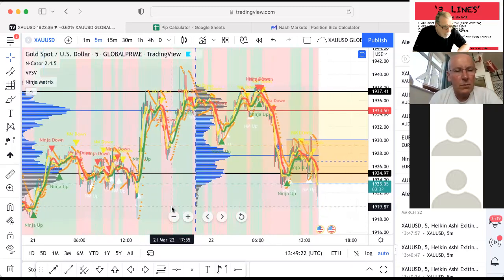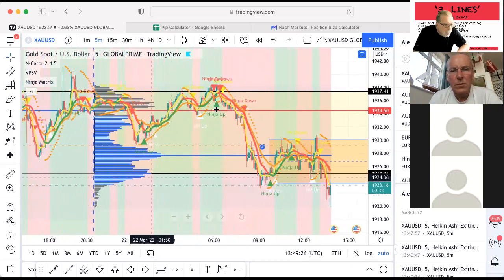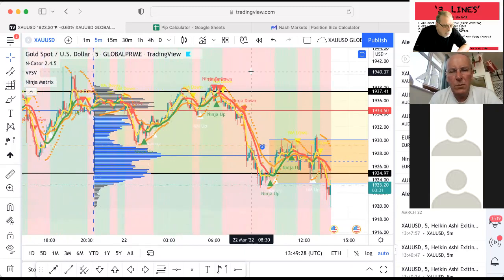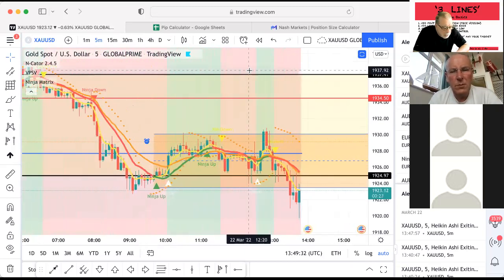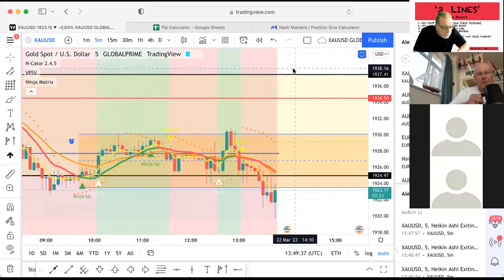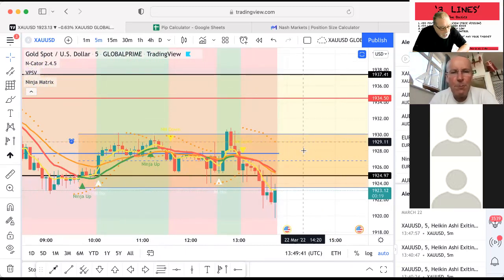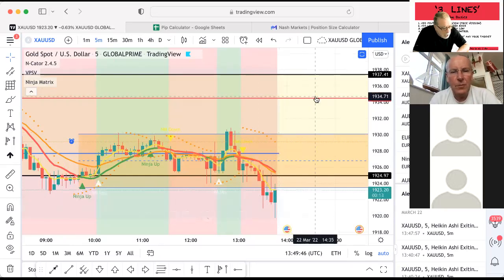Food for thought. I would have liked to be able to say where I think price is going to go. The truth at the minute is I've got no idea. Are we being fooled by this downward move? Is it going to go back? You know, that's quite a strong magnet.